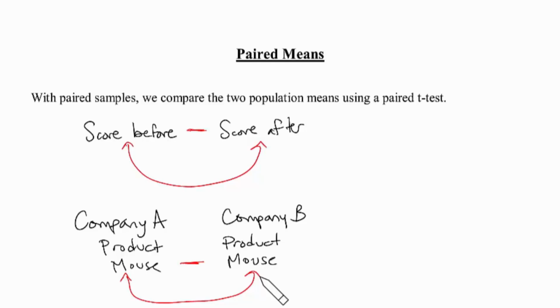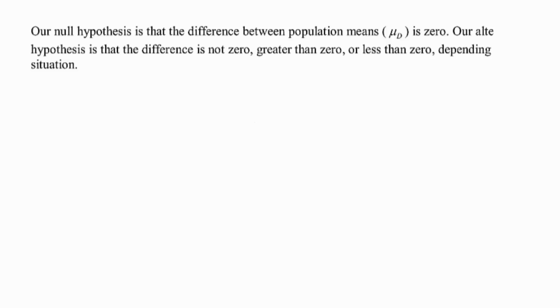And now let me talk you through how we do the hypothesis testing. Our null hypothesis is always that the difference between the population means is 0. So let's write that down. And remember, this D that I've used in the subscript is the difference between the two observations. In the last example, buying a mouse at company A versus buying a mouse at company B, the D there is the difference between those prices. And so our null hypothesis is that the mean difference between the samples is 0.